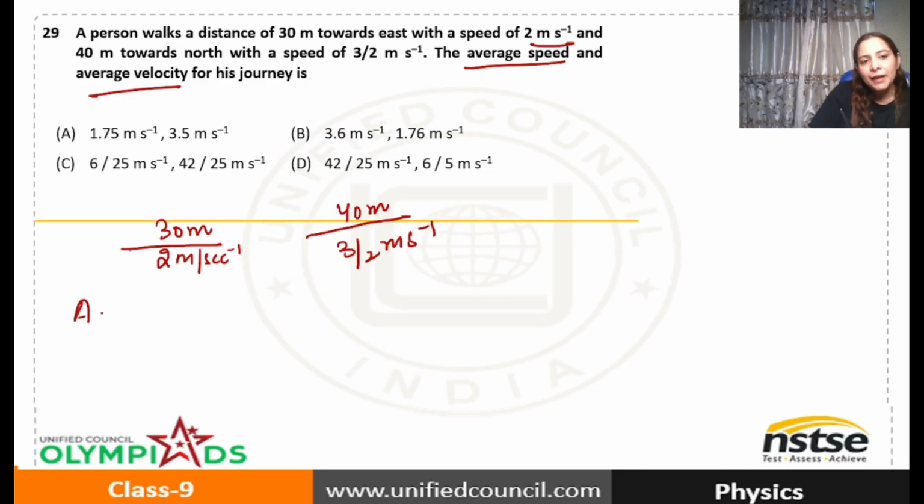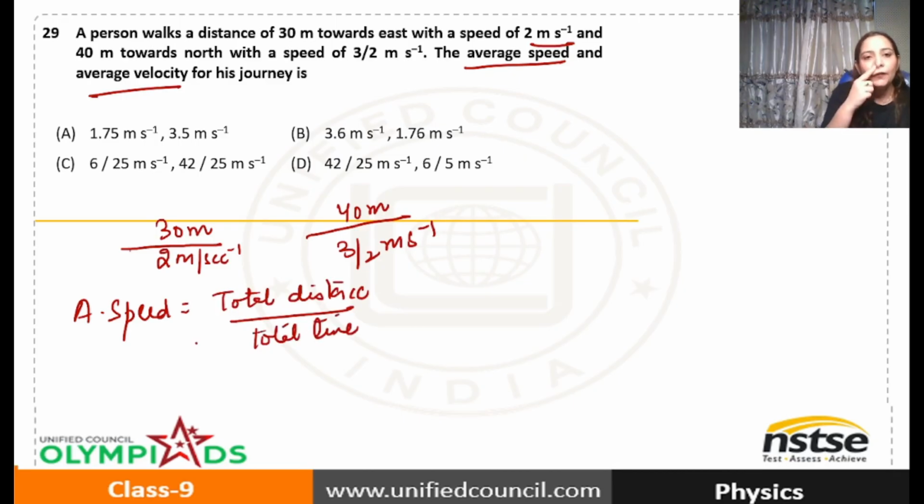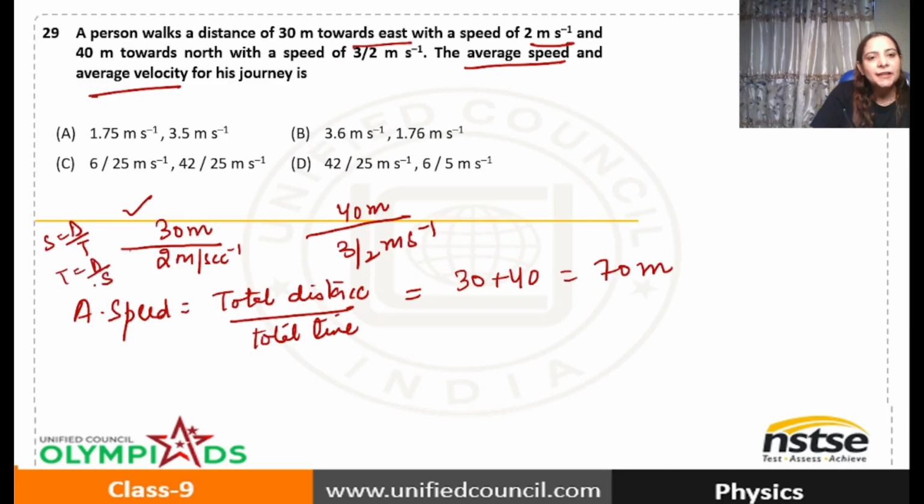Now let me tell you, average speed is the total distance traveled by the body in any direction divided by the total time taken. So in order to find average speed, we need total distance. So it is traveling 30 meter towards east and 40 towards north. So total becomes 30 + 40, that is 70 meters. Now we need total time also. So we'll find the time for the first case. Speed is equal to distance by time, or we can write time is equal to distance by speed. So it comes out to be 30 by 2, that is 15 seconds.